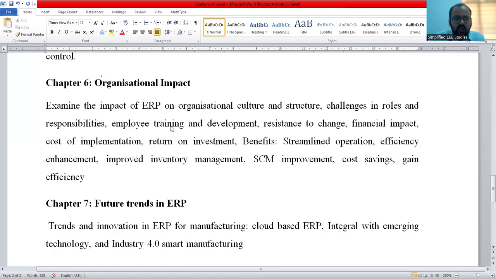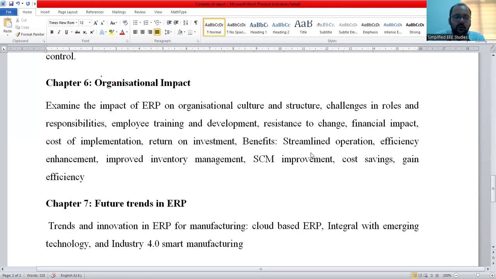Okay. So what are the major issues, for example, resistance to change, because most of the employees are resistant to change. They may fear losing their job. They don't want to study the new thing. There are so many conditions. Financial impact, then employee training, responsibility, then ROI, return on investment.